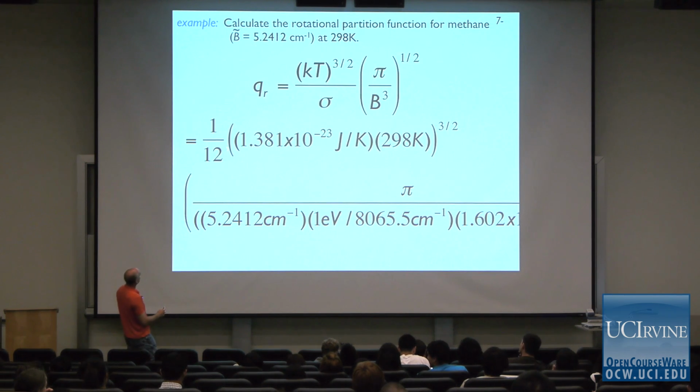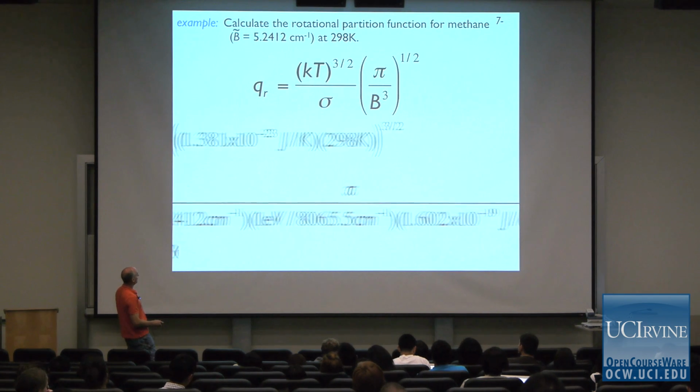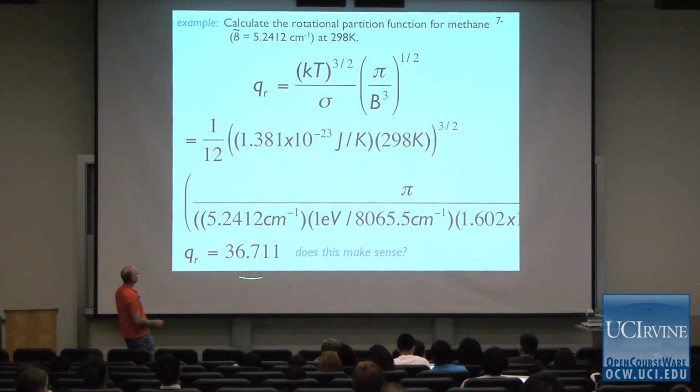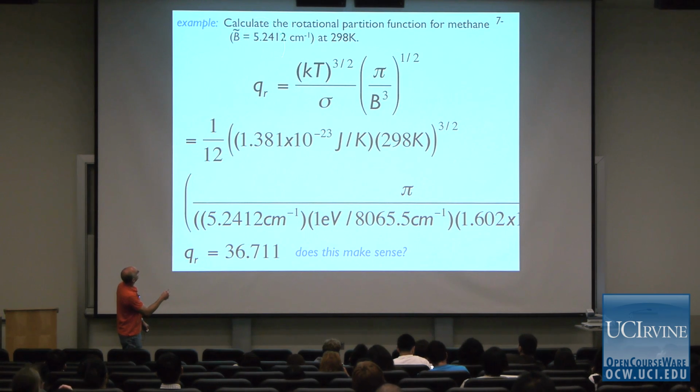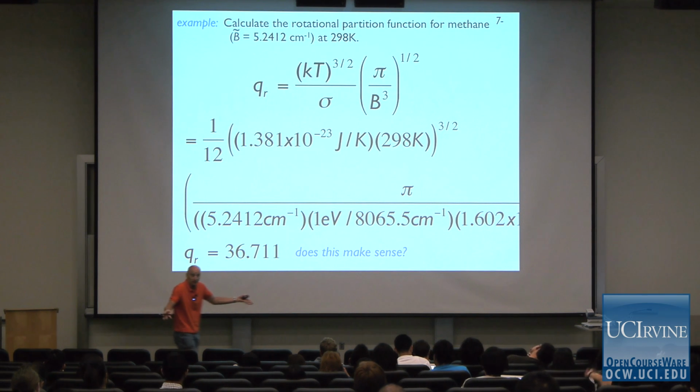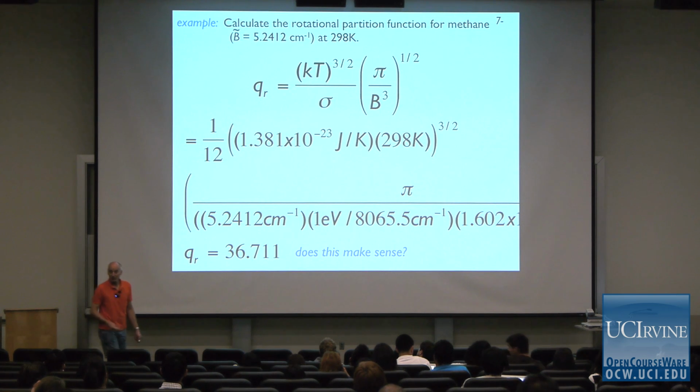Okay, so we plug everything in. This is 1 over 12, unit conversion, and so on. 36.711 is the partition function that I calculated. Does that seem about right? Yeah, it's higher than what we saw for HCl. But B is a lot smaller. B is half as big as it was for HCl, so at this temperature we expect Q to be larger. It's about twice as large. But hey, B is half as big, so it makes perfect sense.